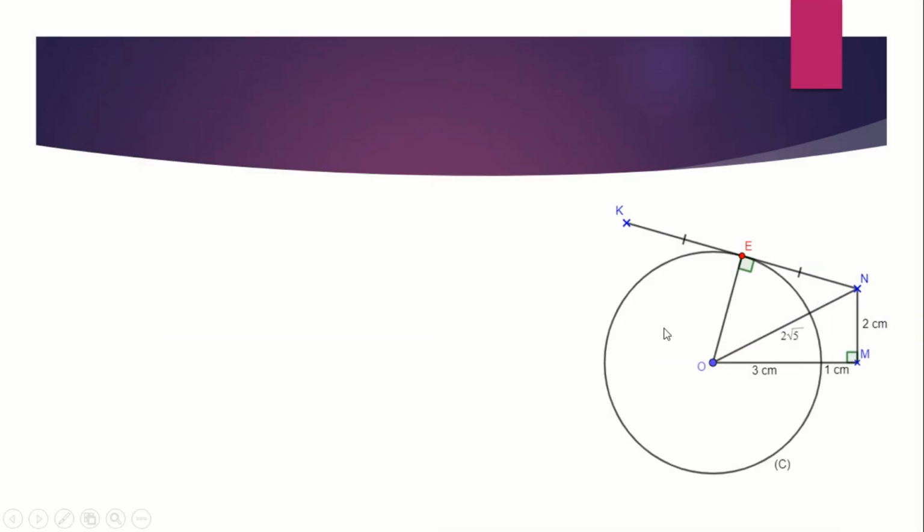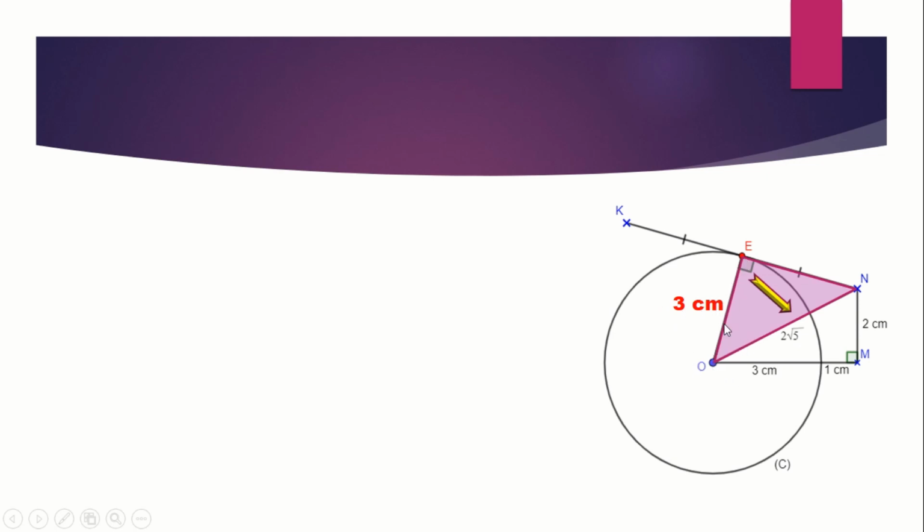If you note something, we have given that NE is tangent to the circle C at E. Tangent means perpendicular to the radius. So here we have another right triangle, which is OEN. Something else, if you note that the point E is on the circle, can't we say that OE is a radius? So in this case, OE is also 3 cm. Now we have the length of ON proved to be 2 radical 5. The length of OE is 3 cm.